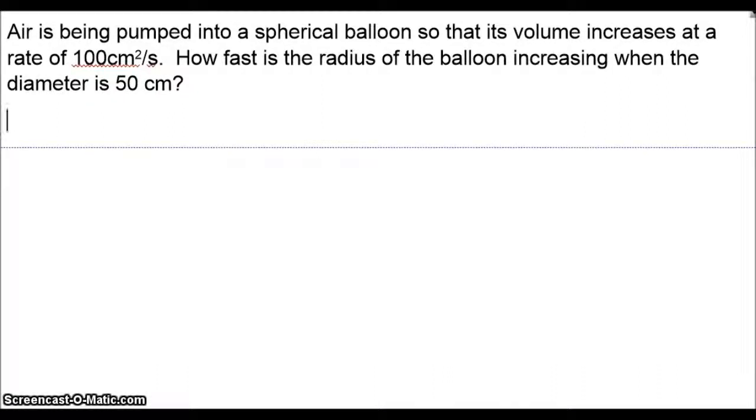As you can see, we're doing a related rates problem here. Air is being pumped into a spherical balloon so its volume increases at a rate of 100 centimeters cubed per second. We want to know how fast the radius of the balloon increases when the diameter is 50 centimeters. So, as usual, we want to start out by identifying what we know and what we don't know.